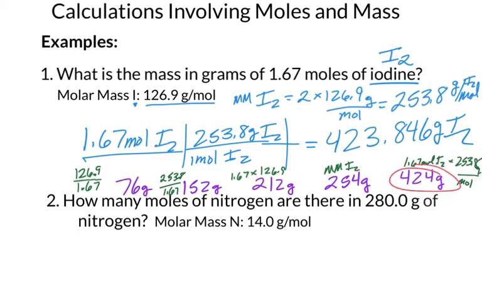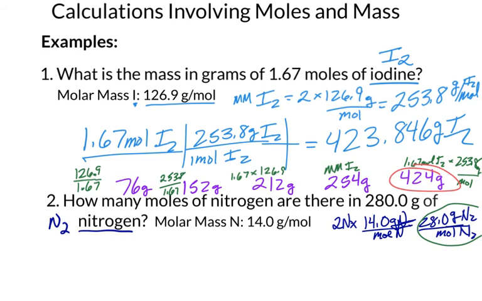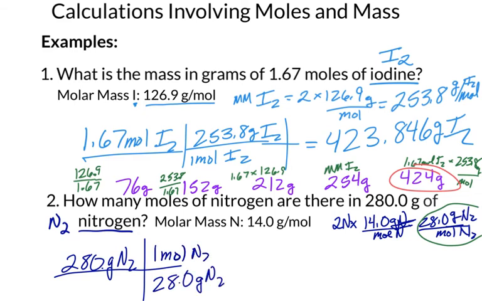And now let's look at the second question, and that says, how many moles of nitrogen are there in 280 grams of nitrogen? The molar mass of N is 14.0 grams per mole. And again, this one is slightly tricky because it is nitrogen, which is a diatomic element, so that means we need to use the molar mass of 28, not 14. And for this question, we'll start with the 280 grams of nitrogen N2. We're going to divide that by 28 grams of N2 for 1 mole of N2, and you will get an answer of 10 moles of N2.